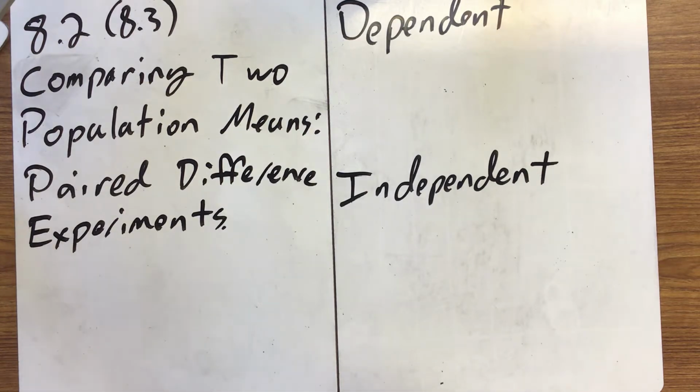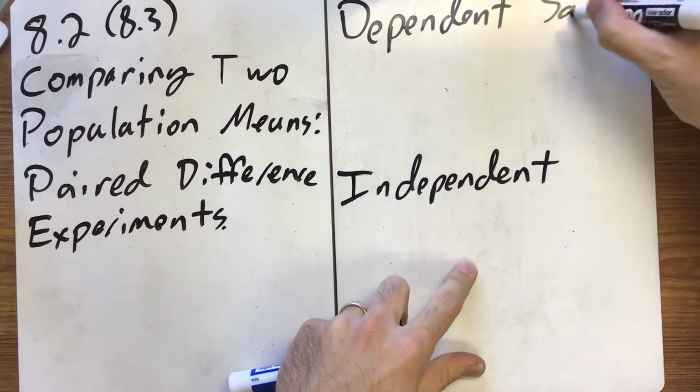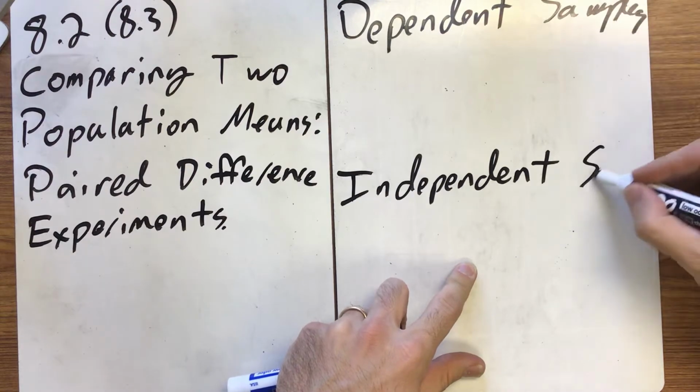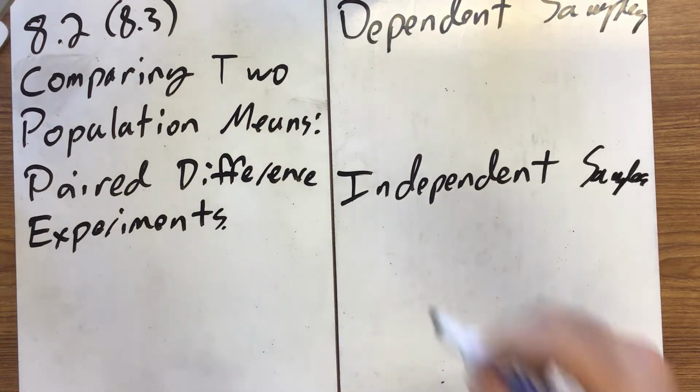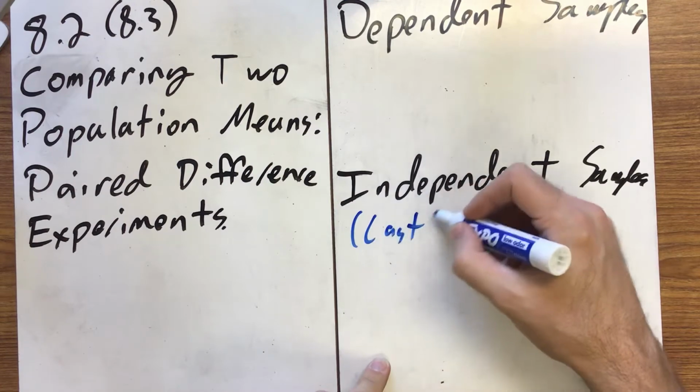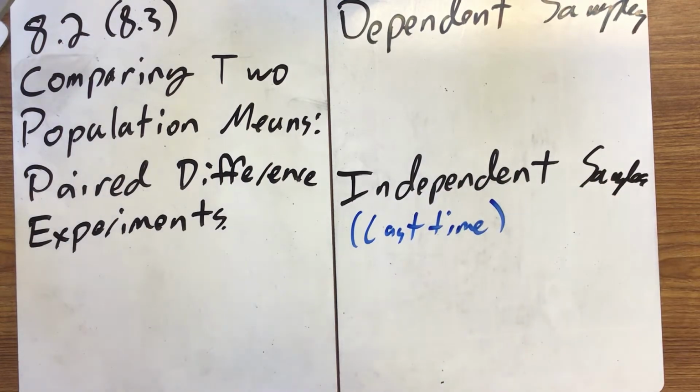Before we start, let's talk about the different types of samples. So we have dependent samples and independent samples. First, let's start with the independent samples, which was really what we did in section 8.1. So these were what we talked about last time. Samples are independent if you wouldn't expect the results in one sample to have any impact on the results in another sample. So if I'm rolling a bunch of dice, then the dice in the first roll and the dice in the second roll, you wouldn't expect the dice to know what happened in the other roll.